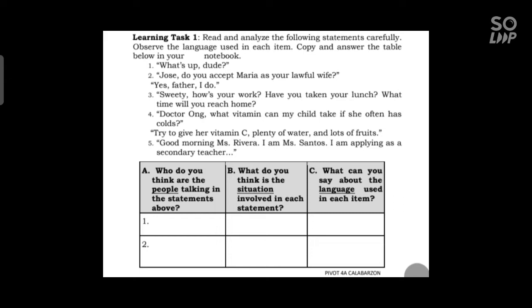So let's start with "What's up, dude." In that statement, who do you think are talking? You have to write your answer on number 1, column A. Then what do you think is the situation involved in each statement? You are going to write that under column B, row for number 1. And also, what can you say about the language used in each item? So let's answer number 1 as your guide.